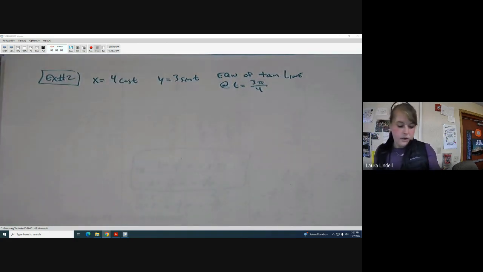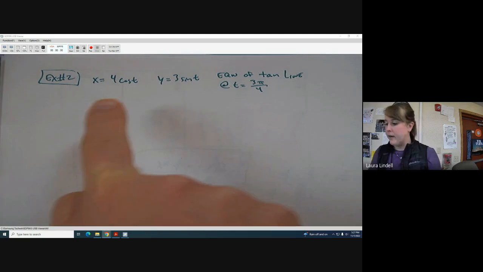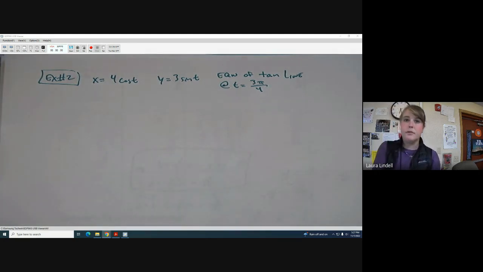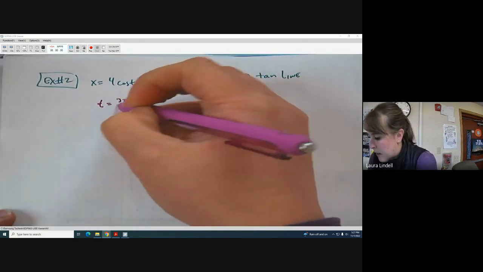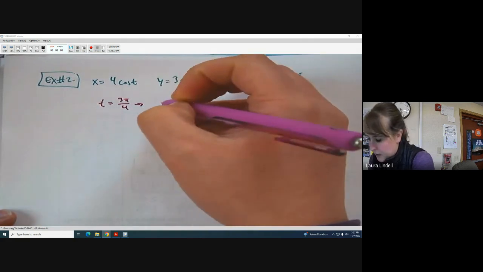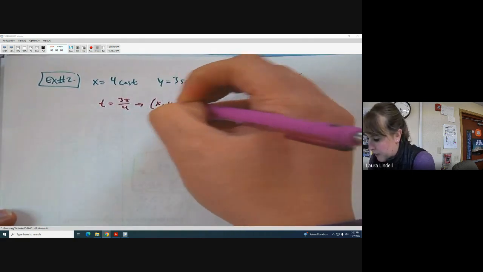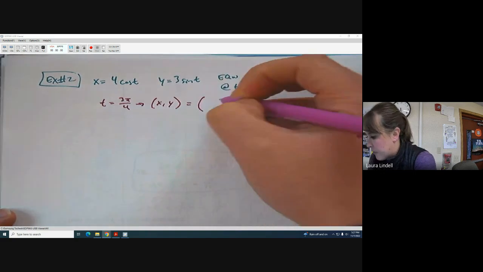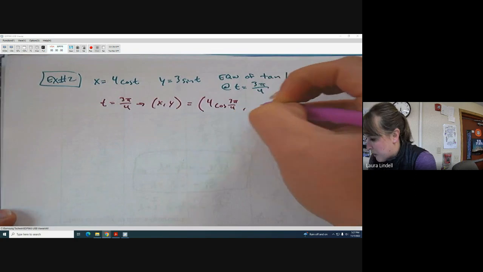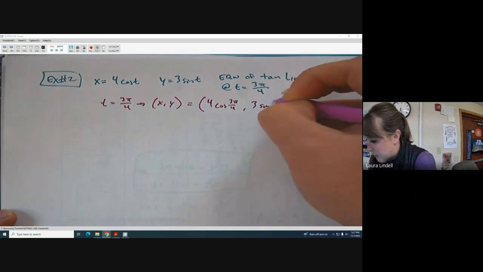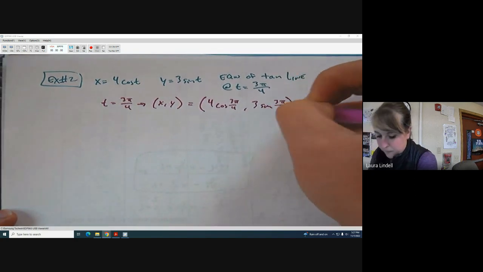Okay, so the first thing that we need if we want a tangent line is an actual point. The second thing we need is a slope. So if I want an actual point out of this, I need to plug in t equals 3 pi over 4 to get myself an x and a y value. So t equals 3 pi over 4 gives us, for x and y values, 4 cosine of 3 pi over 4, and then 3 sine of 3 pi over 4.